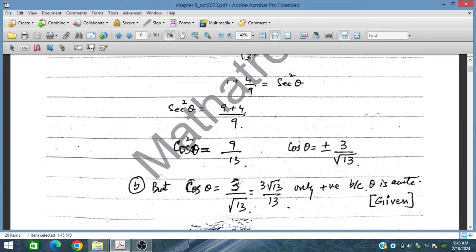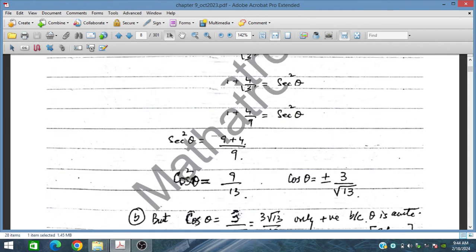From this, cos theta is equal to plus minus 3 upon root 13. Since theta is acute and we are assuming it is in the first quadrant, cos theta will be 3 upon root 13. Since root 13 is in the denominator, we multiply by root 13 in the numerator and denominator to make it 3 root 13 upon 13. This is very simple, and only the positive value because theta is acute. So this is the cos theta we have obtained.